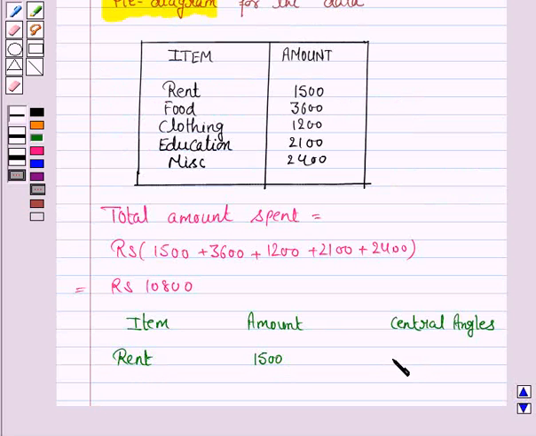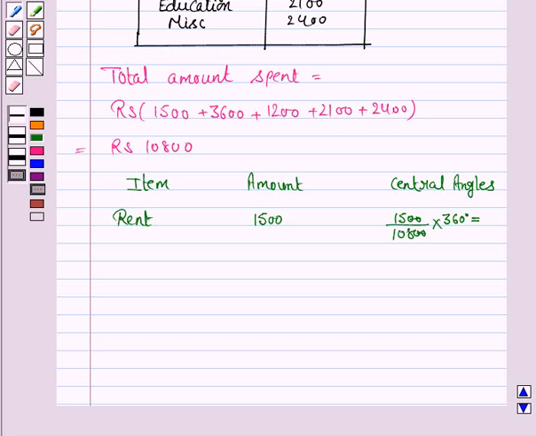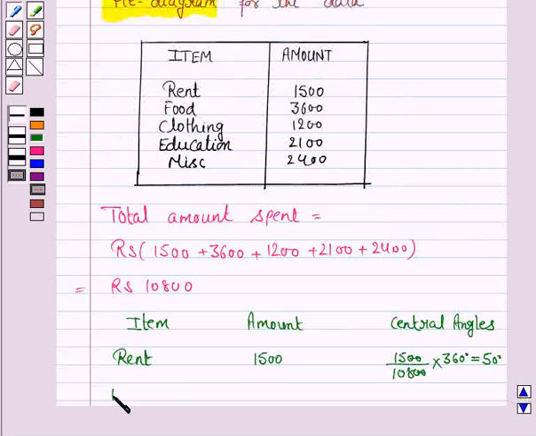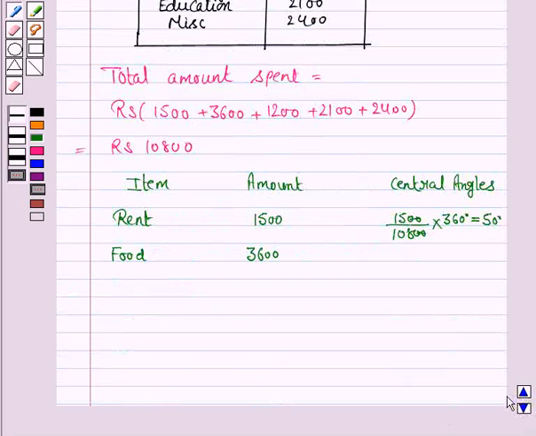1500. Central angle is given by 1500 divided by the total amount spent and multiplied by 360 degrees, and that gives us the central angle as 50 degrees. And the second item is the food. Amount spent is 3600 and the central angle is given by 3600 divided by 10,800 multiplied by 360 degrees, and that gives us the central angle as 120 degrees.